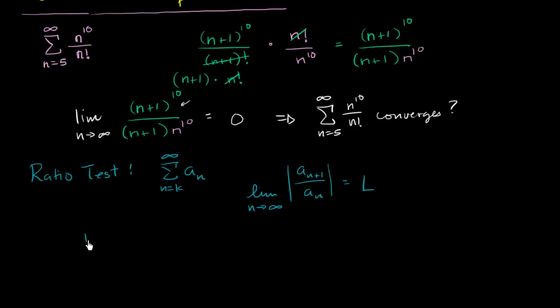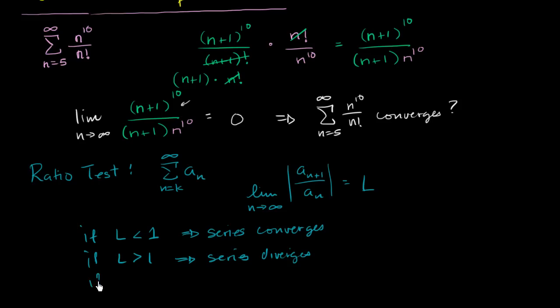The ratio test tells us if L is less than 1, which was the situation here, then the series converges. Some definitions say it's absolutely convergent. The absolute value of the series converges, but that also means that the series itself converges. If L is greater than 1, the series diverges. And if L is equal to 1, it's inconclusive. We don't know. We would have to do some other test to prove whether it converges or diverges.